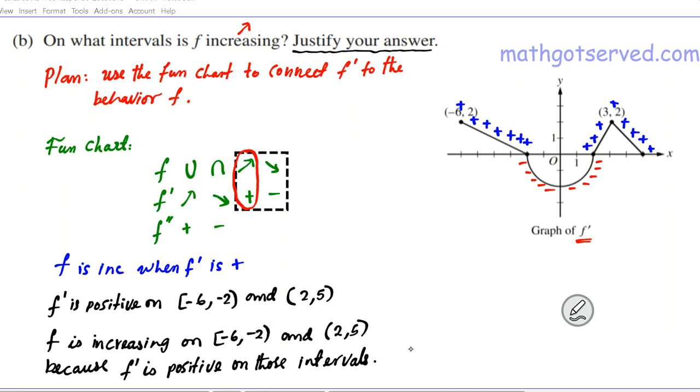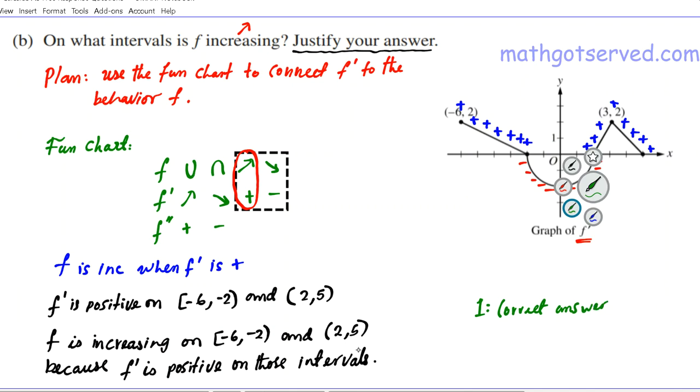All right, so how was this question scored on the AP exam? Well, this was a 2-point question. The first point you get for answering the question correctly. So we're correctly stating the intervals where F is increasing. Correct answer, you get 1 point.